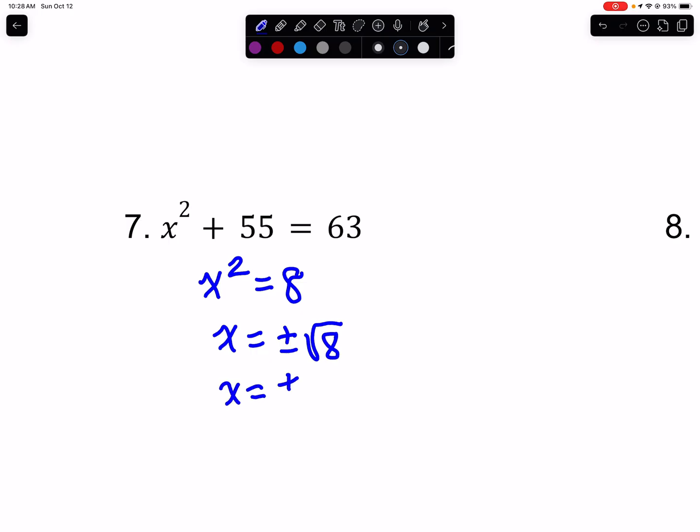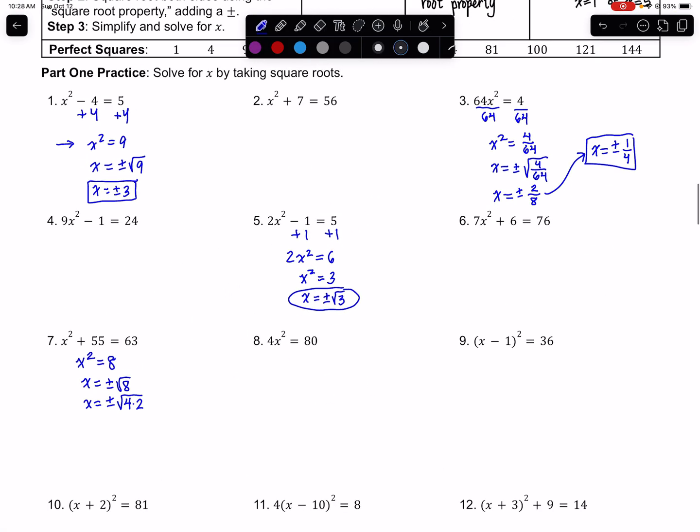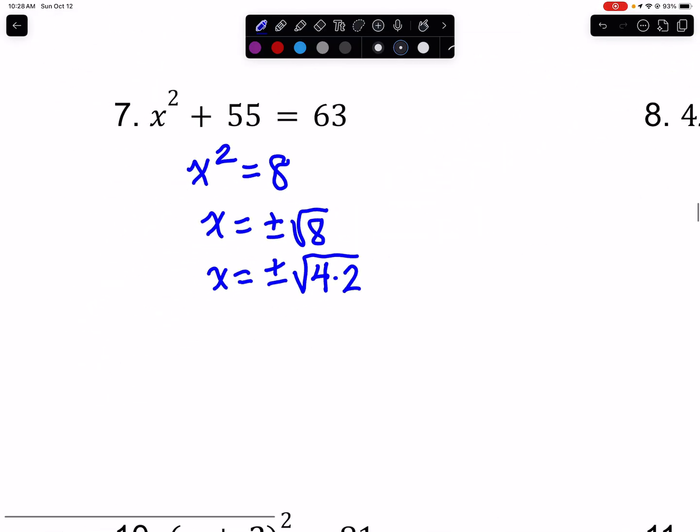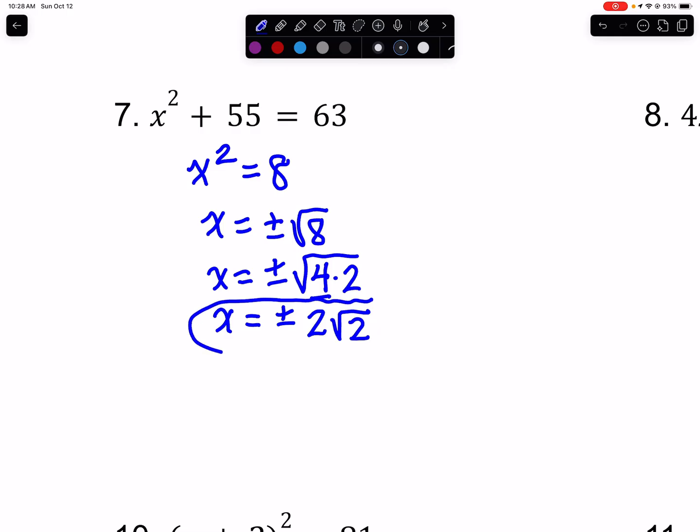Now, when we simplify square roots, we're on the hunt for finding perfect squares as factors. And 8 has 4 as a factor, which is on my running list of perfect squares at the top. So the way this will look is the 4 will come out, and the other 2 will be left under there. And that will be my answer.